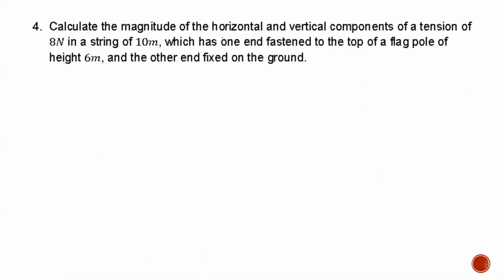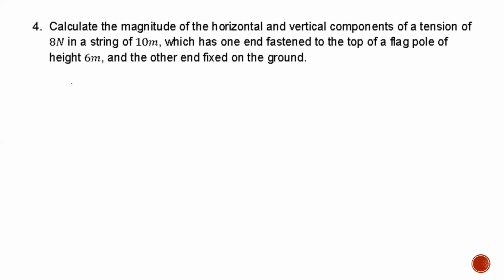calculate the magnitude of the horizontal and vertical components of a tension of 8 Newtons in a string of 10 meters, which has one end fastened to the top of a flagpole of height 6 meters and the other end fixed on the ground. Now, it might not be easy for this to make sense to you if you don't have the right sketch.